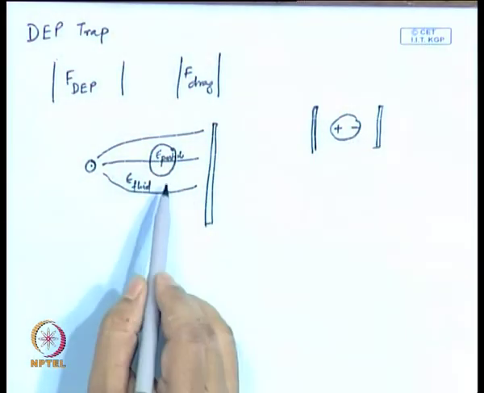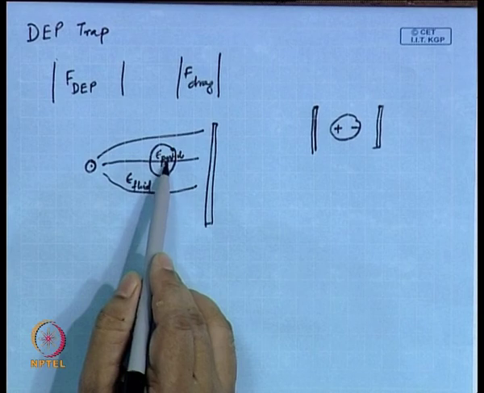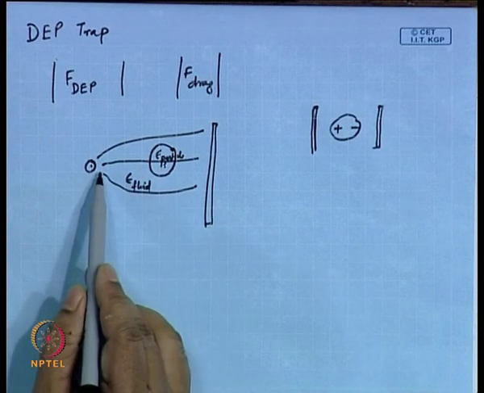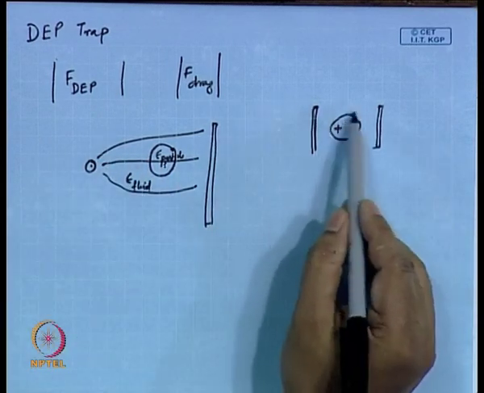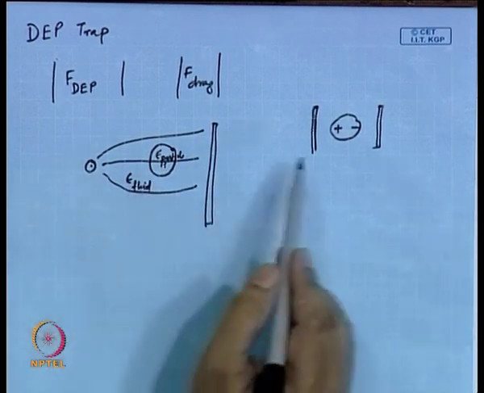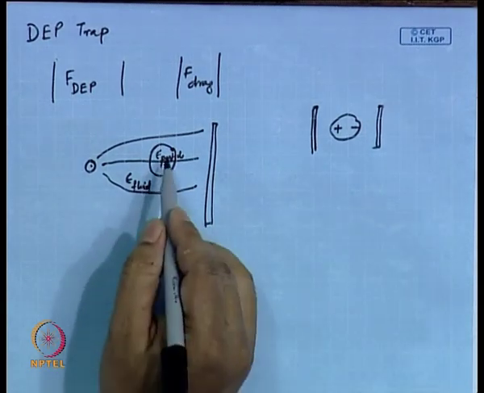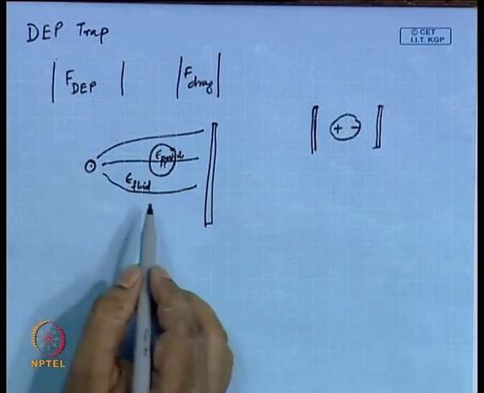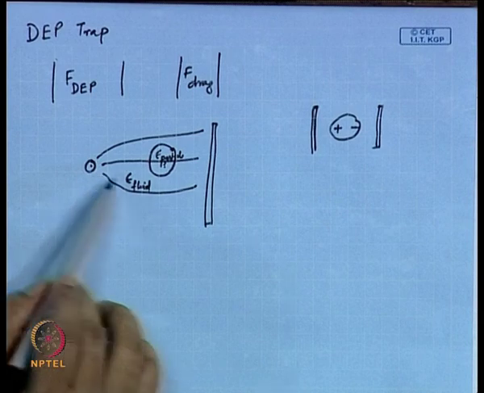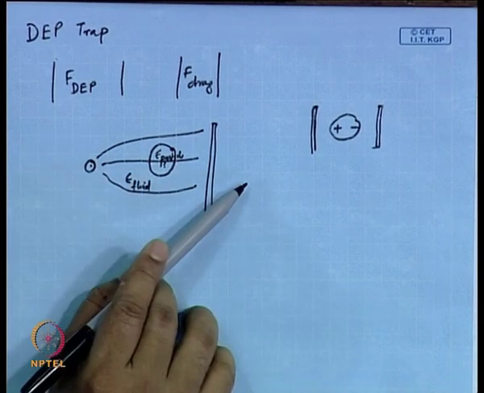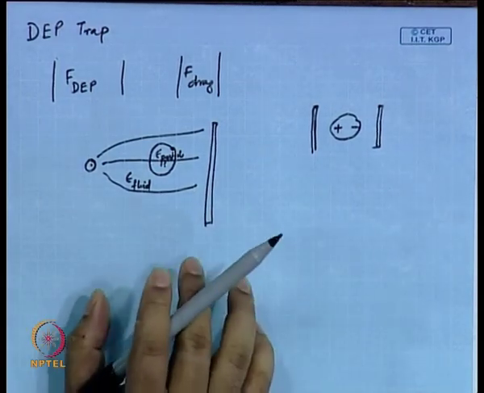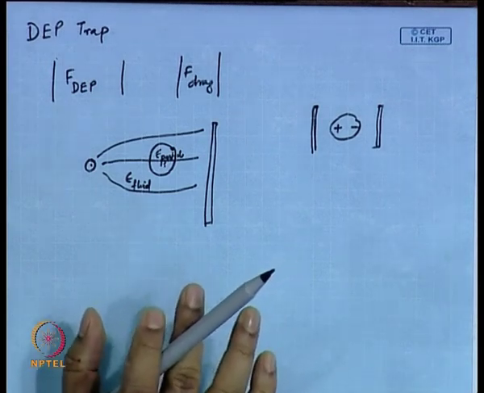Now, to achieve that kind of alignment, if epsilon particle is more than epsilon fluid, then this particle has to move in this direction, towards the stronger field. It continues to move towards the left to satisfy that alignment criteria. And if it is the other way, then the particle will be pushed towards the right side. So, this is something which we are trying to bank on, something which is being utilized to trap a particle.